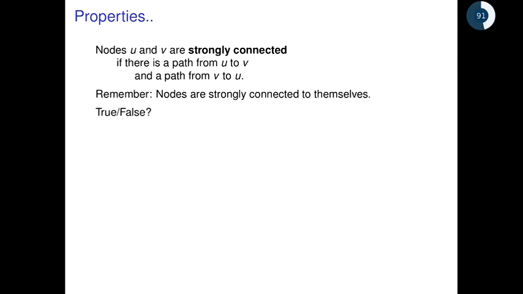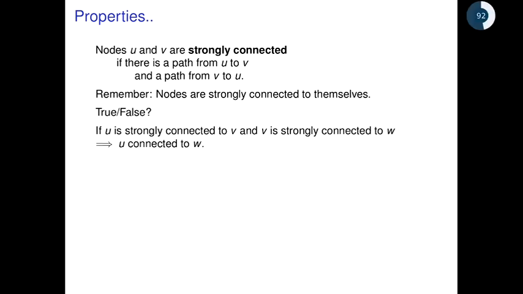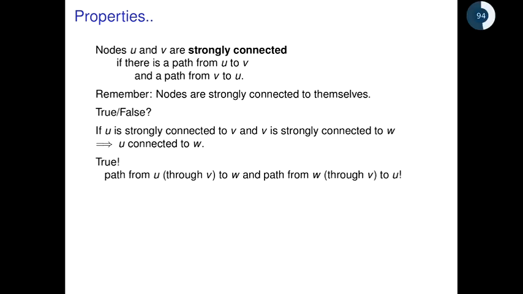Okay, so here's a true-false question. I should have said the implication should have said strongly. U is strongly connected to V and V is strongly connected to W. Is U strongly connected to W? Is this true? Okay. So we have a path from U to V and then to W, right? Because we have a path from U to V because U is strongly connected to V. And we also have a path from V to W because V is strongly connected to W. Okay, so there must be a path from U to W.